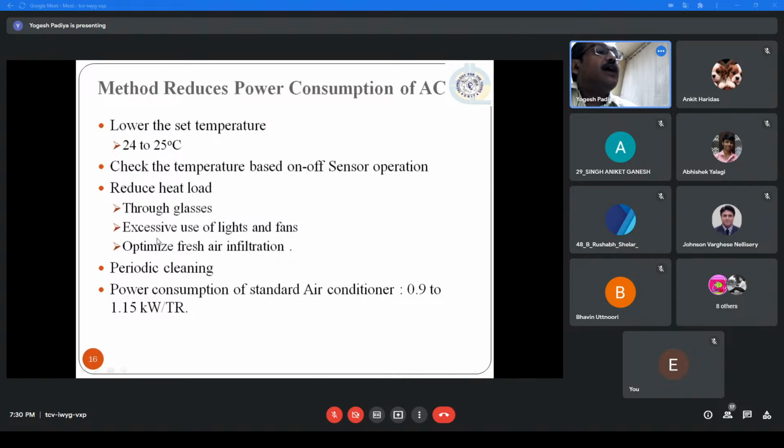Then avoid excessive lights and fan. Optimize fresh air infiltration. Sometimes we are sleeping in the home and the door is kept open, or the door is just latched, or it is just kept slightly open. Because of that, some air infiltration may occur. Clean your ACs periodically, and use an AC having a power consumption of 0.9 to 1.15 kilowatt per hour. If this number is coming, then you can say your AC is working properly.